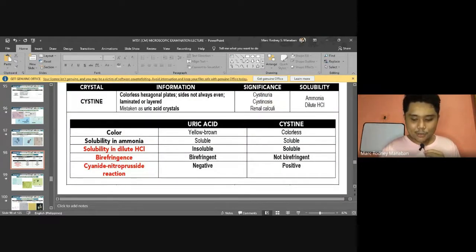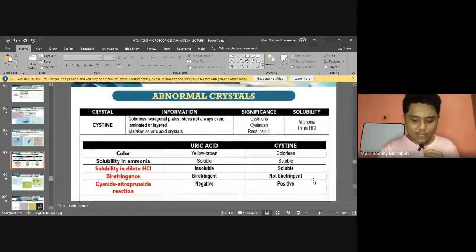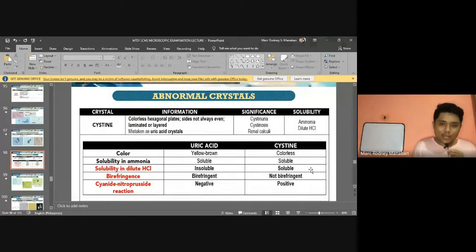All right. For the last type of crystals, you have the abnormal crystals. These are crystals coming from metabolic disorders, coming from medications that you drink, that precipitate inside your tubules, which could damage your tubules, and also those that are infused into the patient, such as your radiographic contrast media during radiographic procedures, okay? All right. So among the abnormal crystals, number one is cysteine.